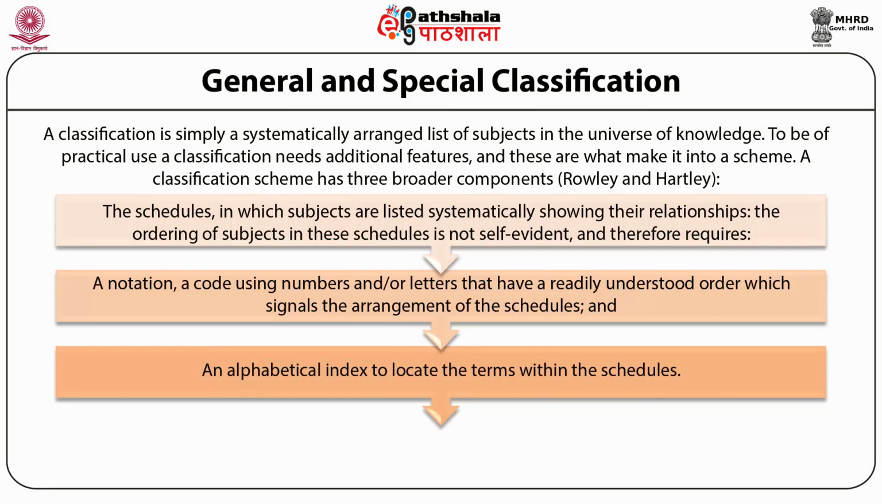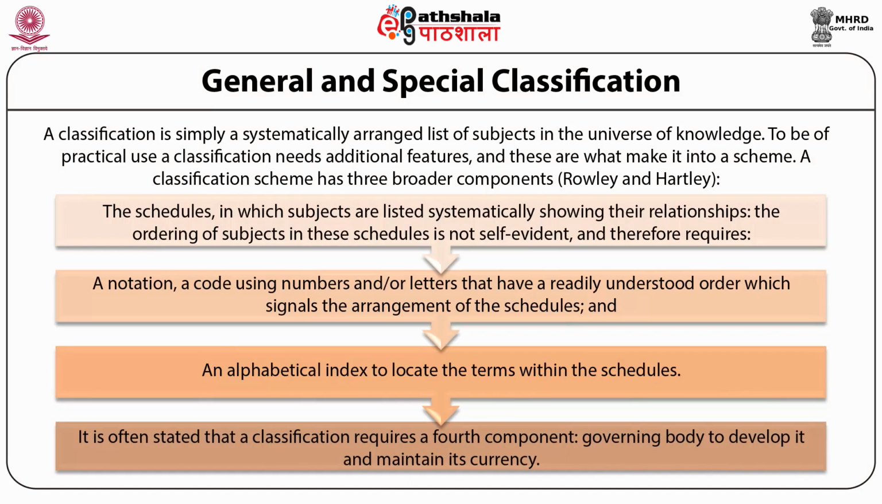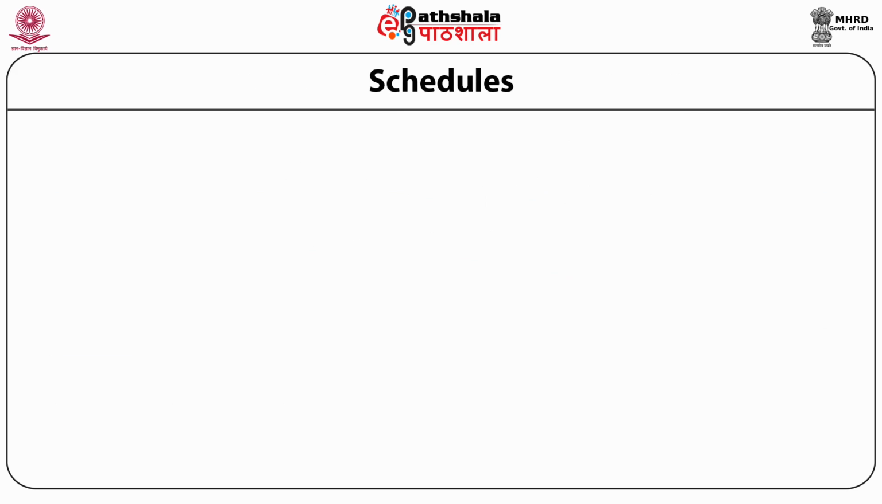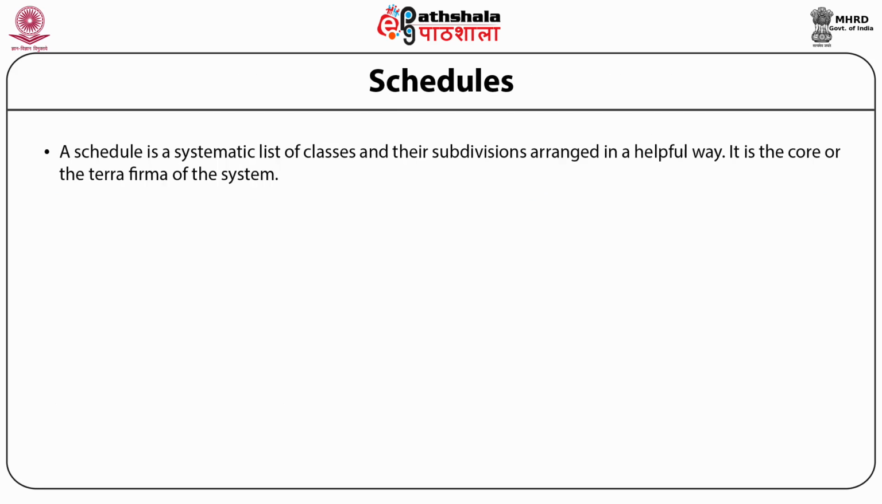An alphabetical index to locate the terms within the schedule is also essential for such a long and mazy system. It is often stated that classification requires a force component, that is, a governing body, to develop it and maintain its currency, that is, manpower. The core or central component of a classification system is known as schedules. A schedule is a systematic list of classes and their subdivisions arranged in a helpful way. It is the core, the terra firma, of the system.